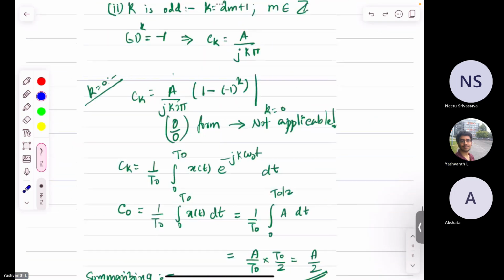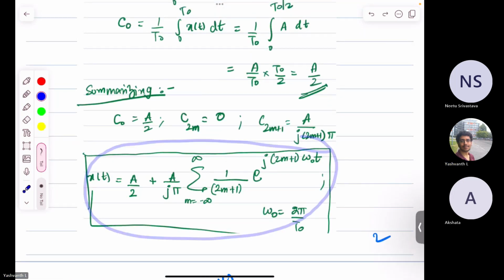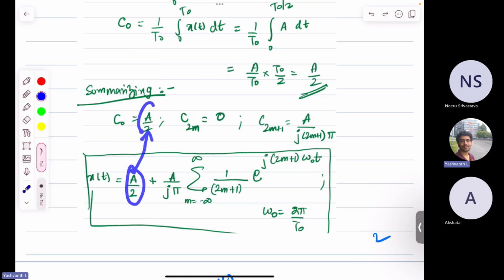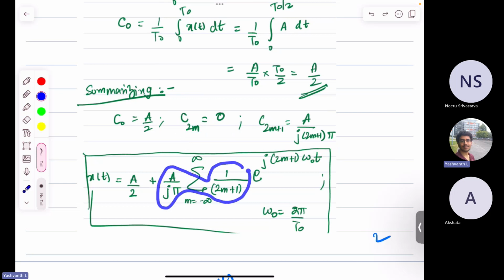Just substitute all these expressions in your first expression for the Fourier series. What you get is this guy, that your x of t is equal to a by 2, which is contributed by your c naught, and c 2m is anyway 0, because 2m is an even number. But whenever odd, it is equal to this number. Okay, all this is nothing but ck. But I'm writing k as an odd number, so it is 2m plus 1. And similarly, this is basically your omega 2m plus 1 omega naught t. So this is your Fourier series expansion of the square wave that we saw above.